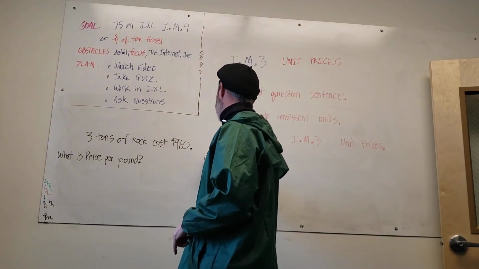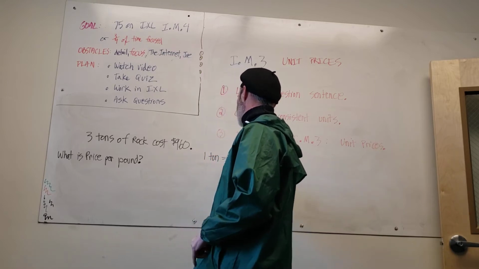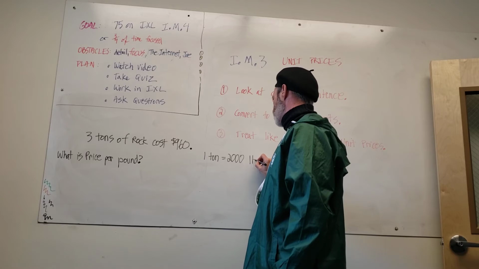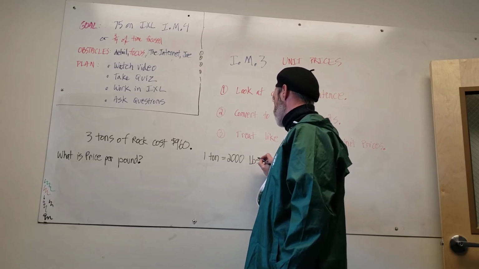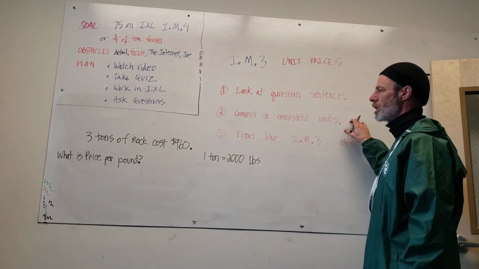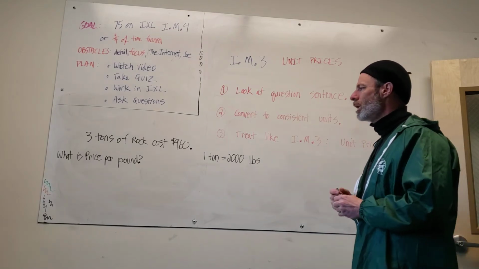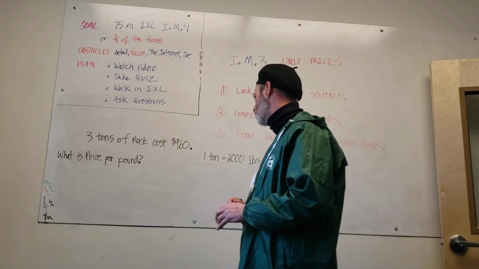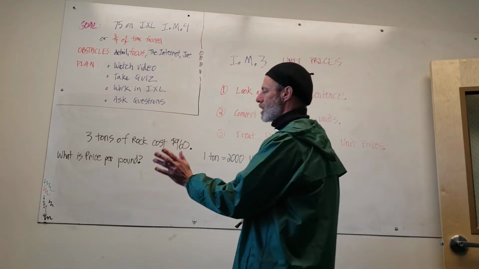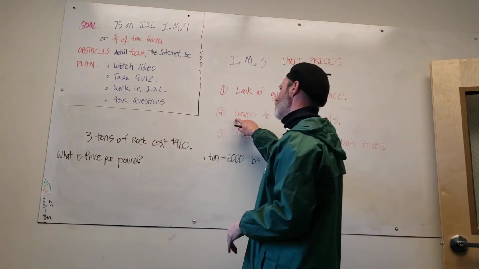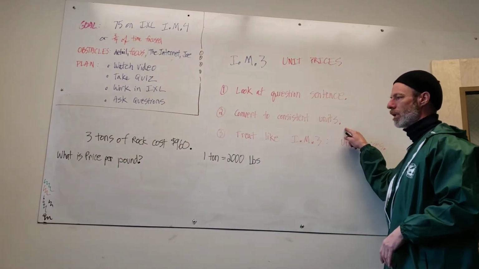Okay, and if you look at the conversion sheet on Google Classroom, or go to Google, you'll find that 1 ton is 2,000 pounds. Pounds is sometimes abbreviated LB. Okay, 2,000 pounds. We're still on step 2 here. We're trying to convert to consistent units. So 3 tons of rock cost $960. We're asked about price per pound, so we need to get the whole thing to pounds. That's what I mean by convert to consistent units. Okay?